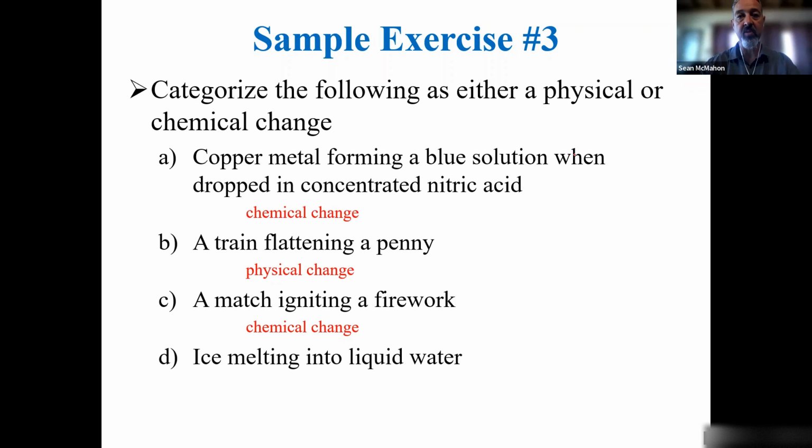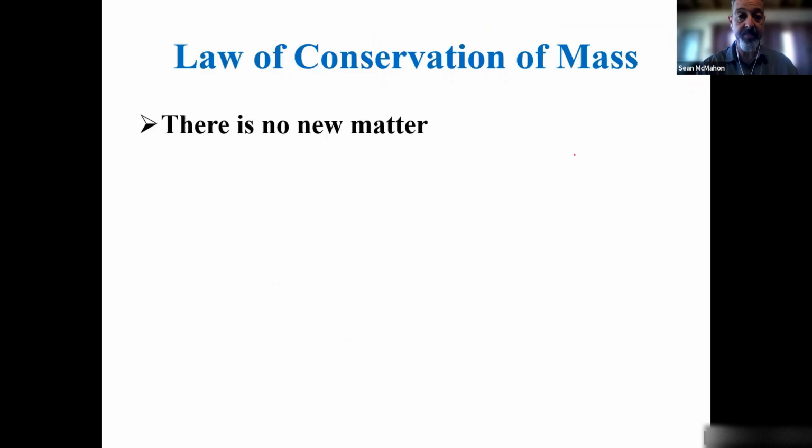Ice melting into liquid water. Ice is H2O, just in a solid state, so the particles are fixed. When I provide energy, those particles separate a little bit, and when they separate, I have what's called a change of state, and now the particles can slip and slide. There's more freedom of motion because there was that energy required to separate them, but now I'm in a different state as a result. Physical change.